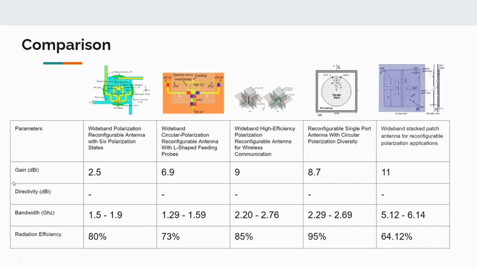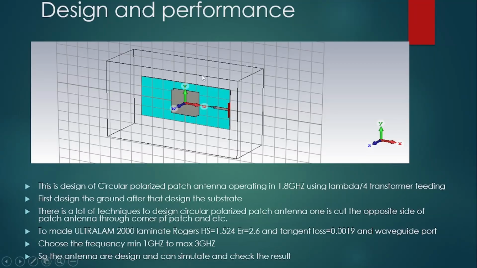For directivity, no data. For bandwidth in gigahertz, it varies from 1.5 to 1.6 here, and we can see here the highest is the wideband stack patch antenna. For radiation efficiency, we can see here the single port antenna with circular polarization diversity is the highest. So I think that's all from me. Thank you.